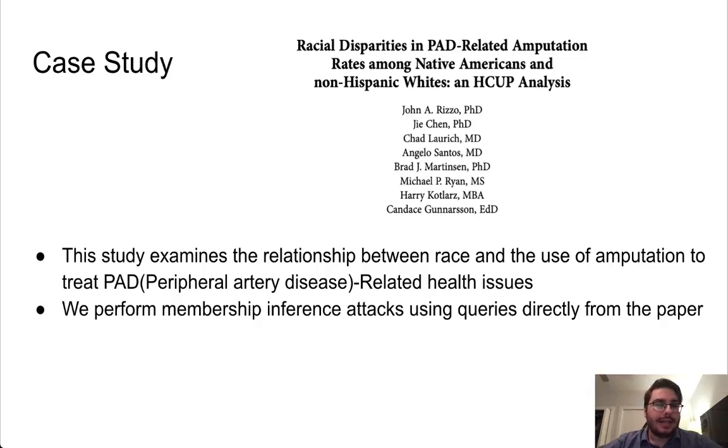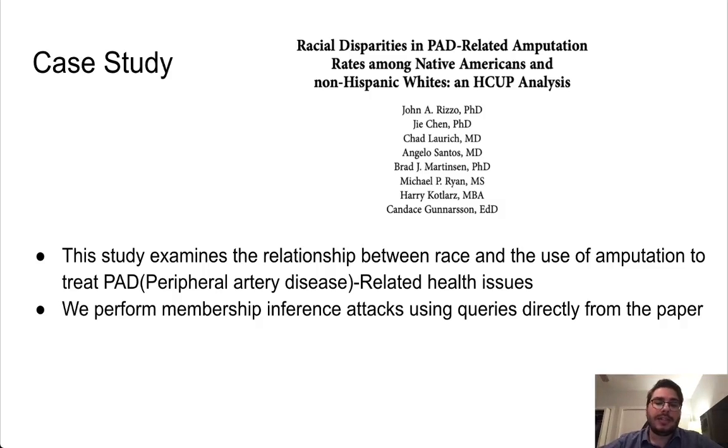This brings us to a case study. Our case study examines the paper Racial Disparities in PAD-Related Amputation Rates Among Native Americans and Non-Hispanic Whites, an HCUP analysis. This is an actual medical study, published in a journal, that examines the relationship between race and the use of amputation to treat PAD, or peripheral artery disease-related health issues.